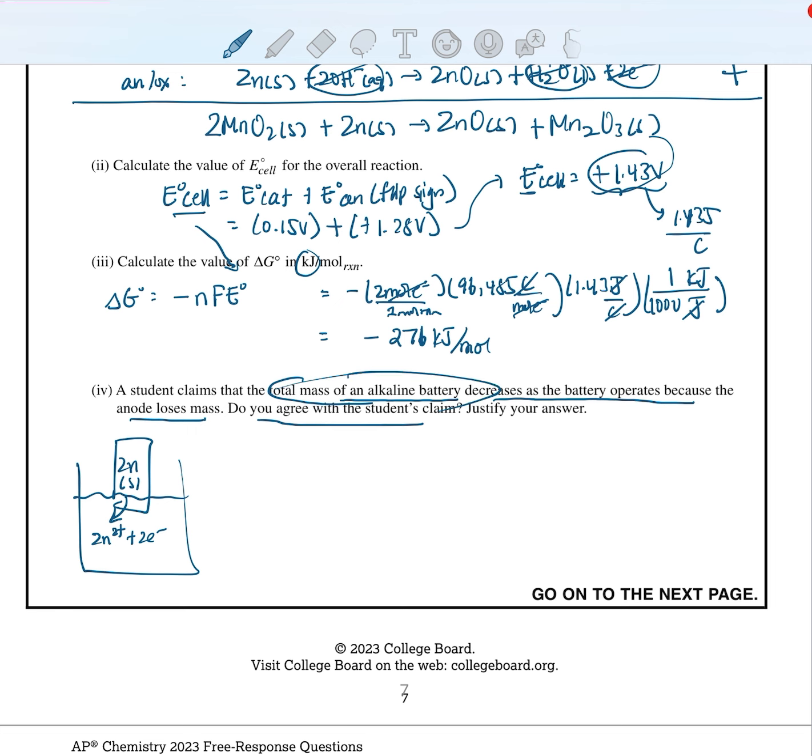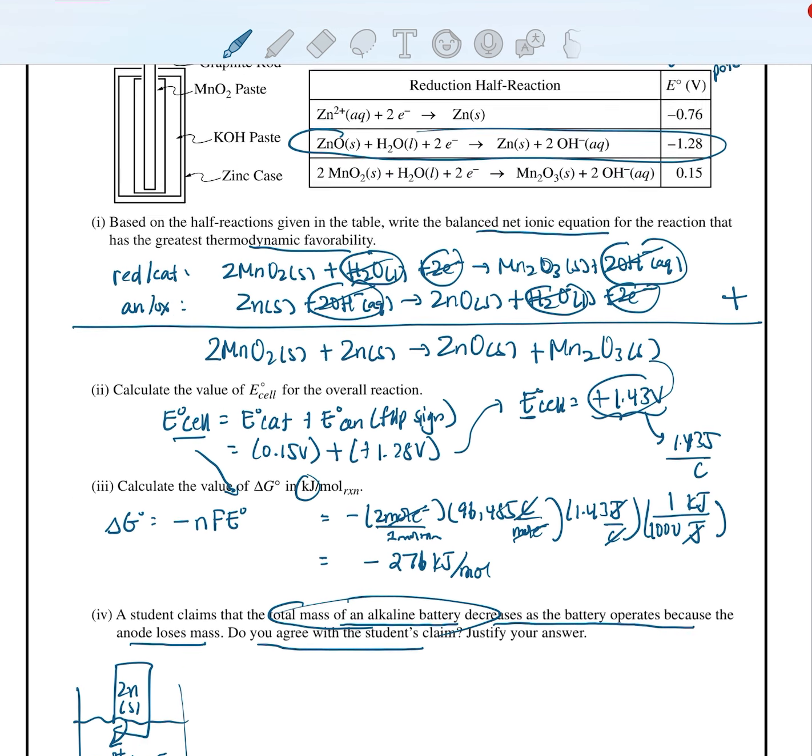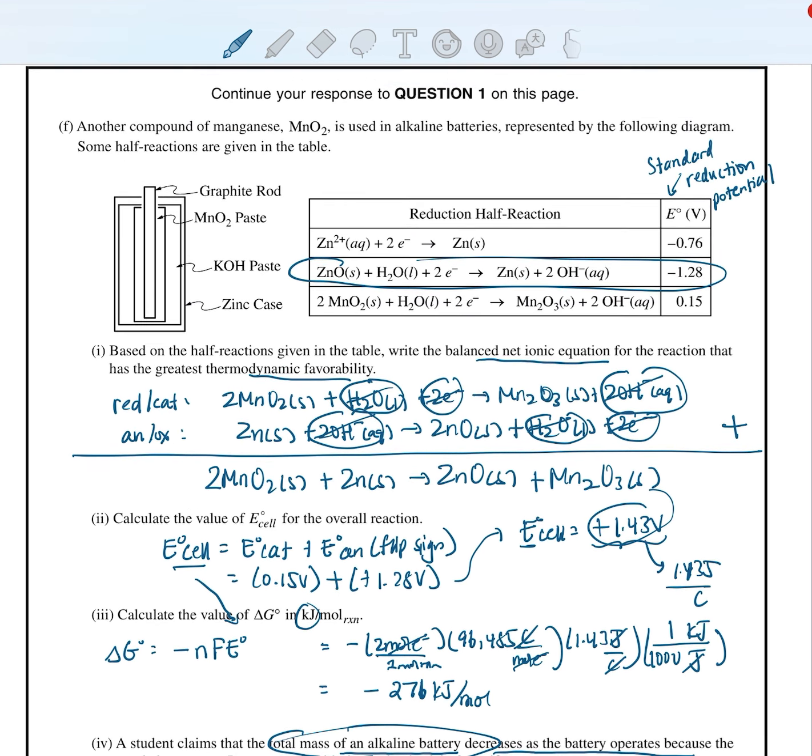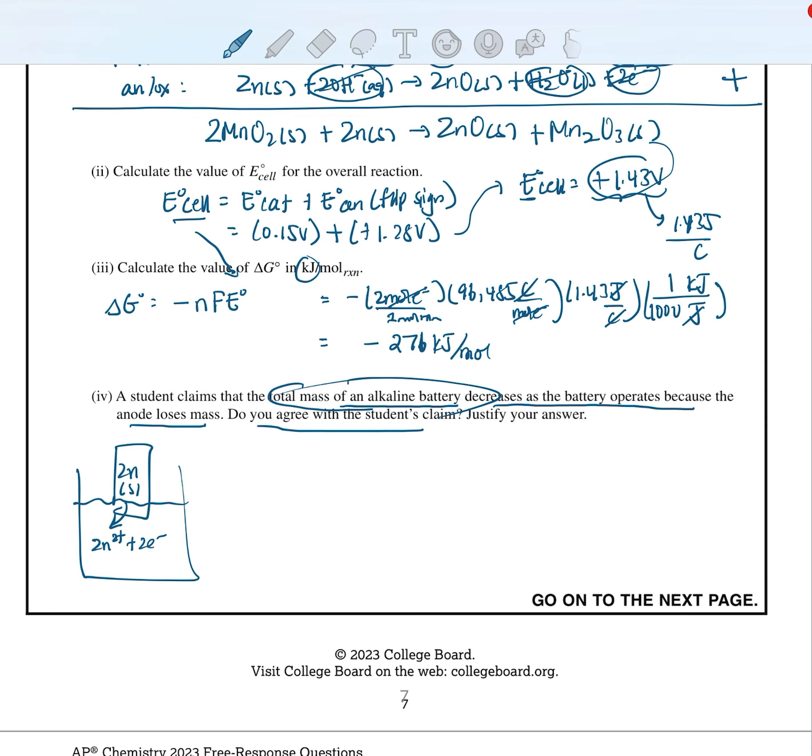I don't think so, because actually there's a hint in the diagram up here. If you look at this battery diagram, this whole thing is encapsulated in a closed system, right? It's boxed up into this casing. So even if your anode is losing mass, it's not going to change the mass of the whole system because nothing's really escaping to the surroundings or to the atmosphere. So we're going to say here no, disagree, because we have a closed system.